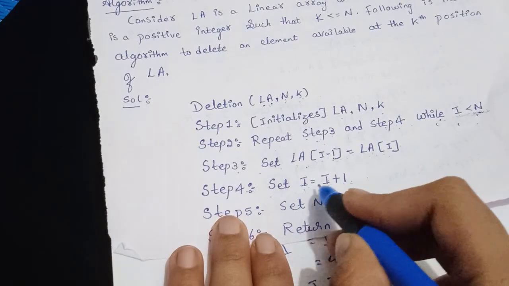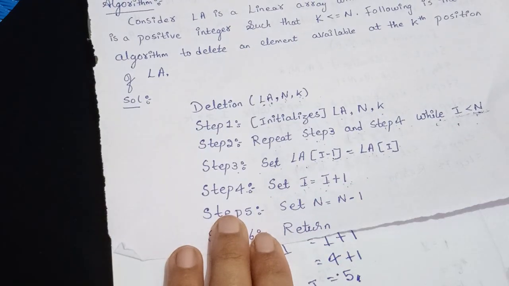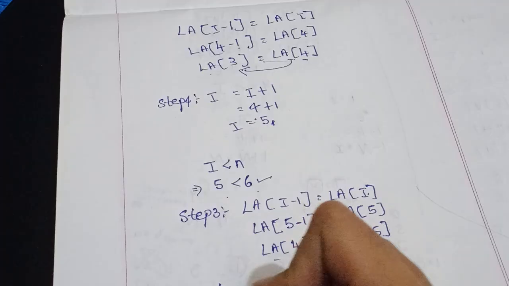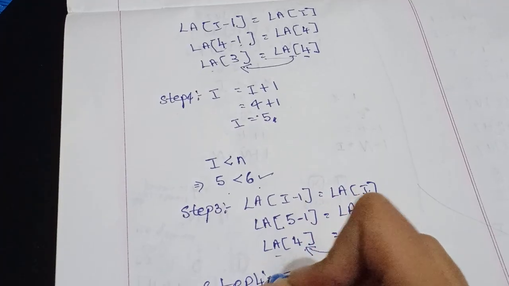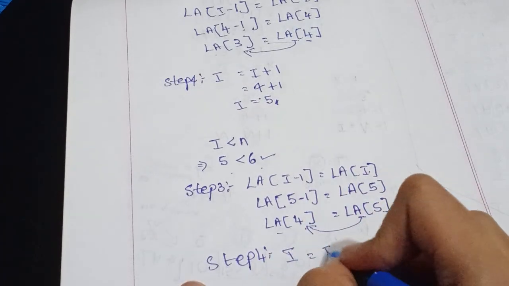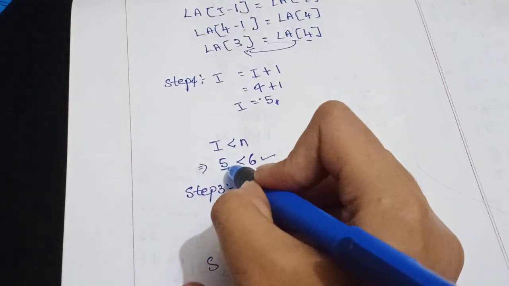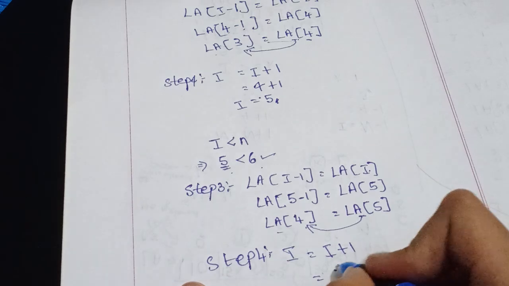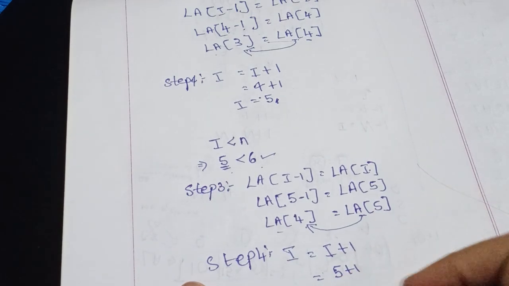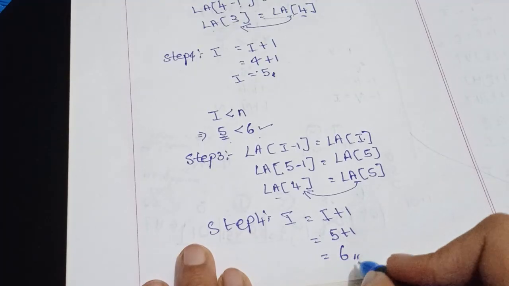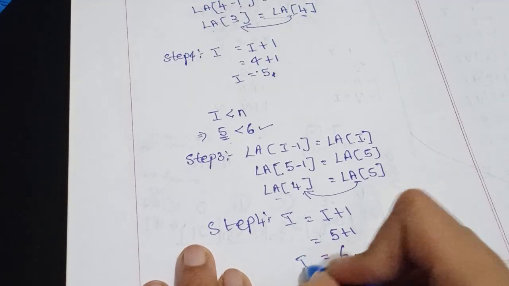What is that? I is equal to I plus 1. So the recent I value what we got, step 4. What is step 4? I is equal to I plus 1. So I, what value we got, girls? We got 5. So 5 plus 1. So 5 plus 1 is how much? 6. So we got the new I value, that is 6.